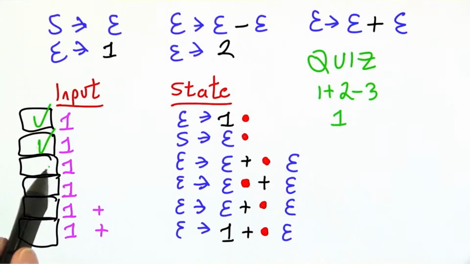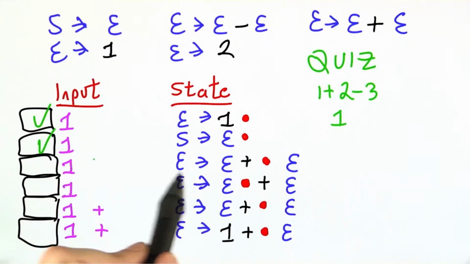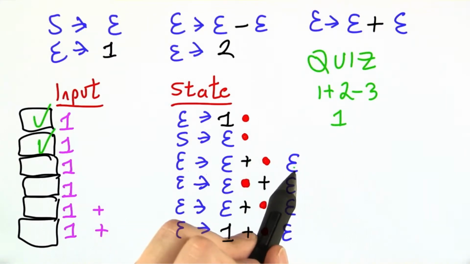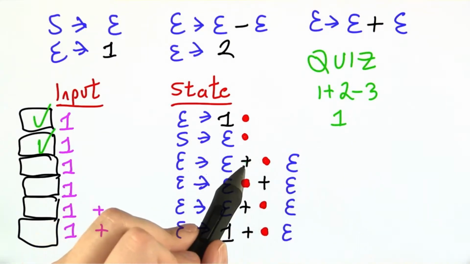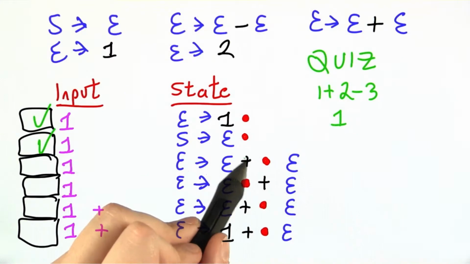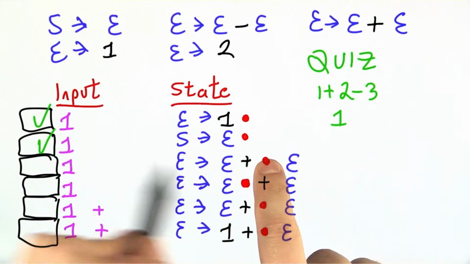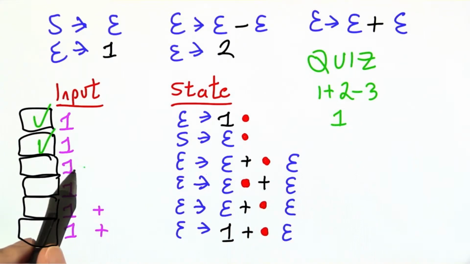Great. Now we just see a 1, but the state says, oh, I've seen an E and I've seen a plus, and I'm looking for an E in the future. This can't work because it requires us to have seen the plus. If I put my finger here, the plus is in the past, and I haven't seen any pluses in the input, so we can't make that work out.